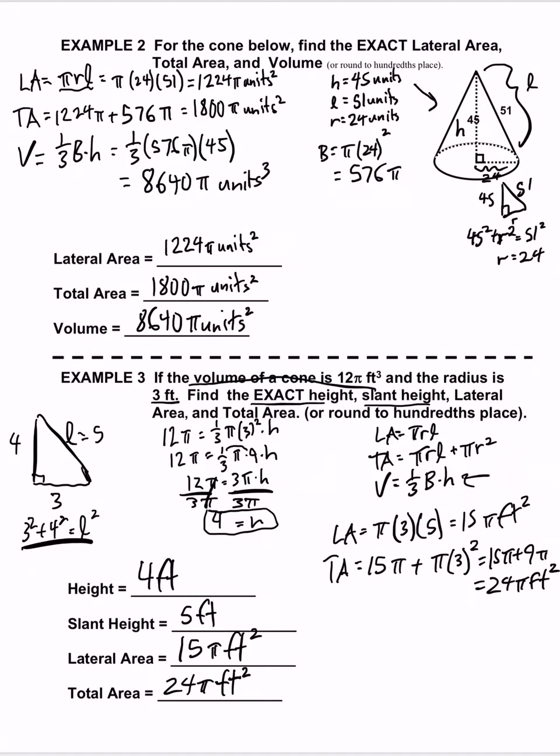All right, so those are my two examples. It's pretty much the same process each time. I would always start with finding out whatever your height, lateral height, and radius are. Plug things in to LA, TA, and V, the formulas you're given. And if you're working backwards, like on example 3, just think about which formula has the missing piece you're looking for. So in this case, you're looking for the height, h, and the only formula that had that was V, and you were given the volume was 12 pi, so you could start there.